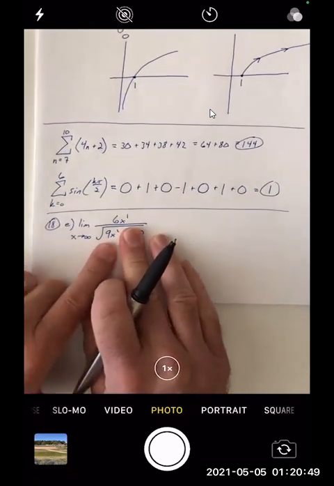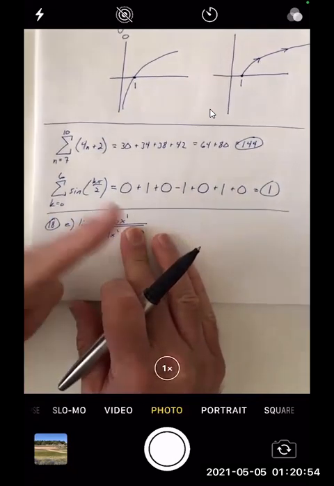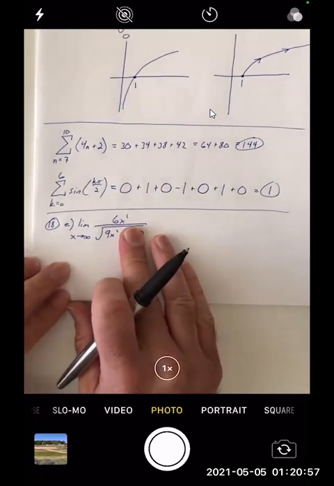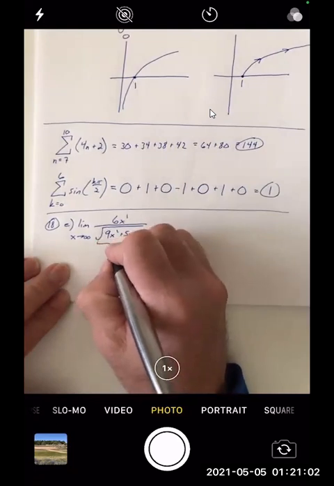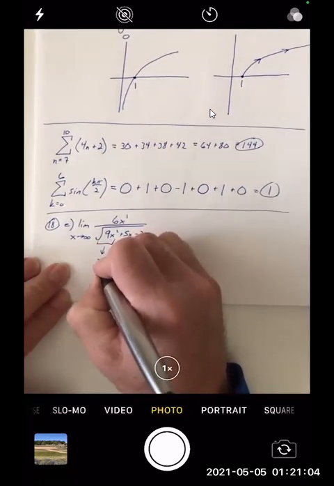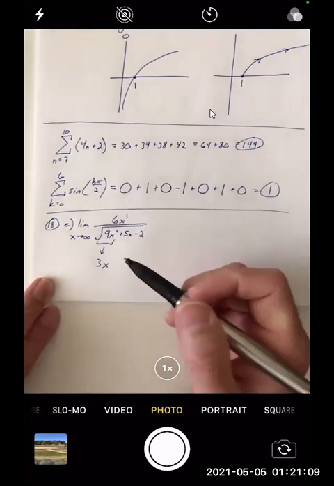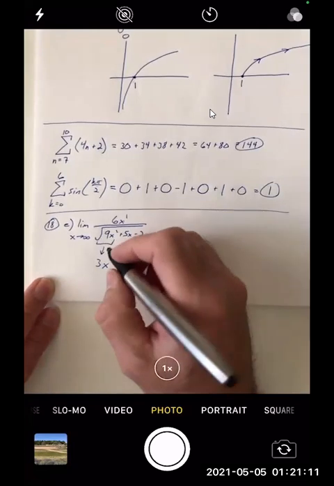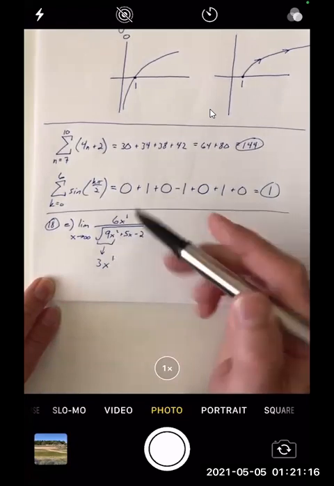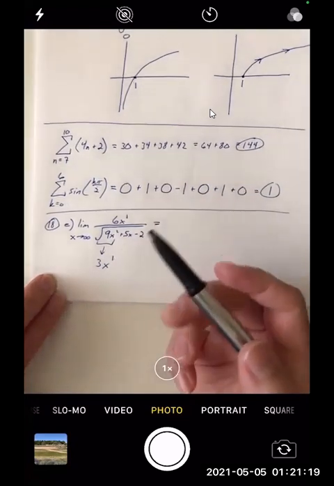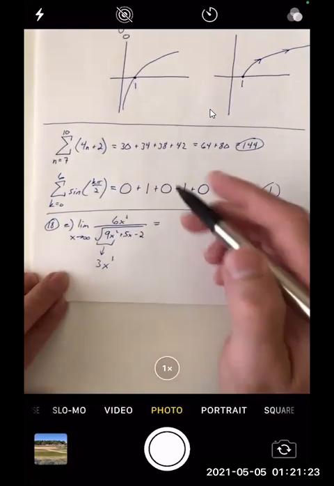So the 9x squared, it's inside of a square root. So if you square rooted it, what would it become? 3x. It'd be 3x. And now what's the degree of that term? 1. So when the degrees were equal like this, then your answer was the ratio of the leading coefficients. 6/3.